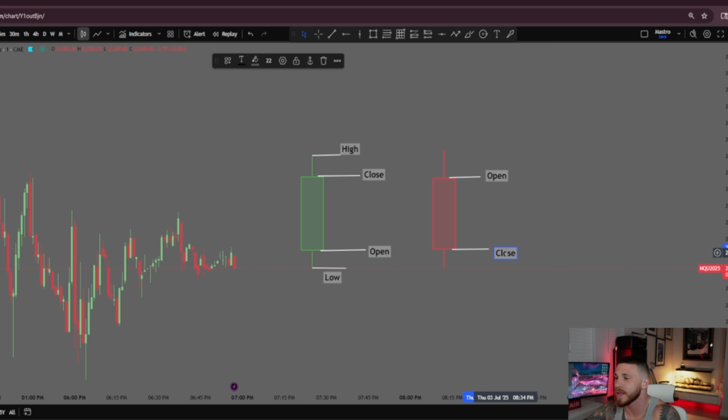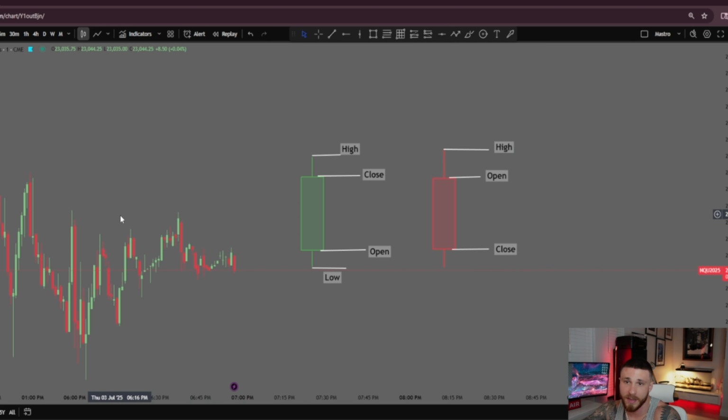And make sure you guys are writing this down and drawing it in your notebook also, just so you get this into your brain. This is still going to be the high of the candle. Nothing changes with that. That's the highest point of where price came up to within that 1 minute. Let's remember, we're going over a 1 minute time frame example, just to learn the highs, the lows, the open, and the closes.